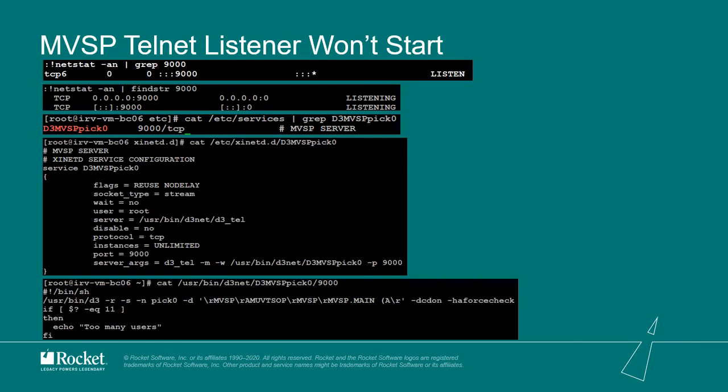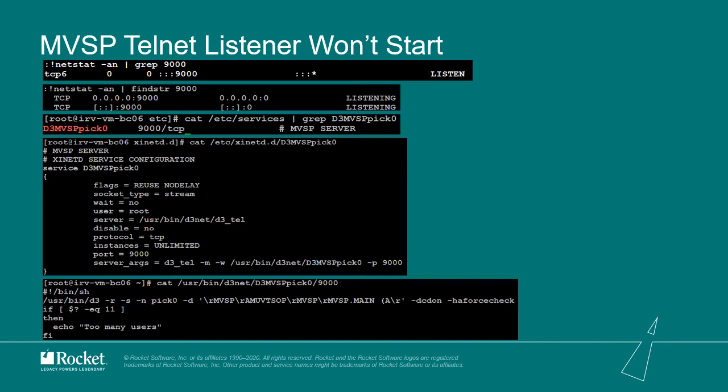MVSP telnet listener won't start. To detect whether the listener is started, first do a netstat to look for the listener on 9000. For Linux, log in as root and use netstat -anp pipe grep 9000. For Windows, use netstat -ano pipe findstr 9000. You should see a listener that looks like the image on the slide. The P option in Linux and the O option on Windows will show you the process ID that's listening.